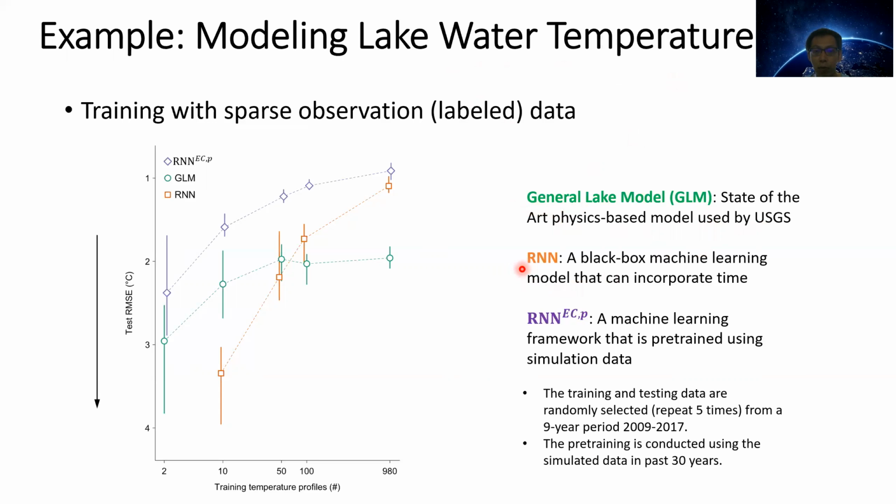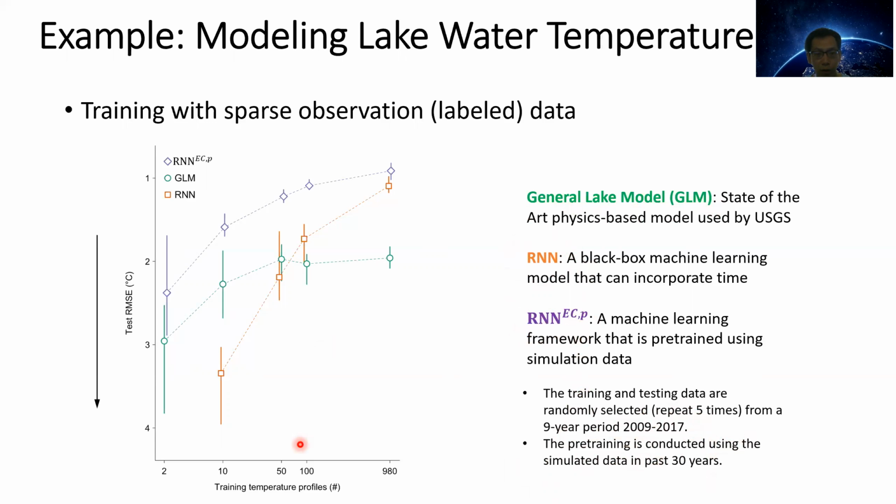And the second one is a pure black box machine learning model, a recurrent neural network model. And here we use the long short-term memory cell within this recurrent neural network structure. And the third one is our proposed method, basically the same recurrent neural network model, but first pre-trained using the simulation data generated by this general lake model, and then fine-tuned using our true observation or training data. And all of our training and testing data are randomly selected from a 9-year period from 2009 to 2017. And as we mentioned, in the pre-training phase, we can use a large amount of simulation data. So in this case, we do the pre-training using the simulation data from the past 30 years.